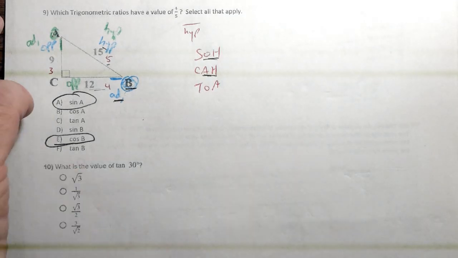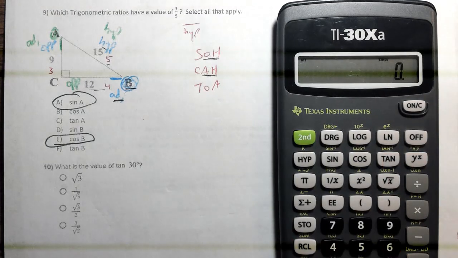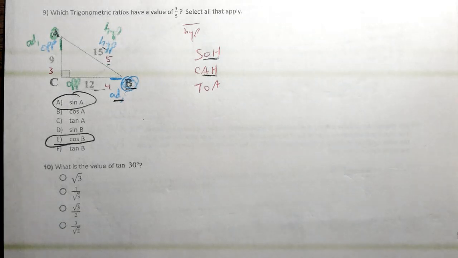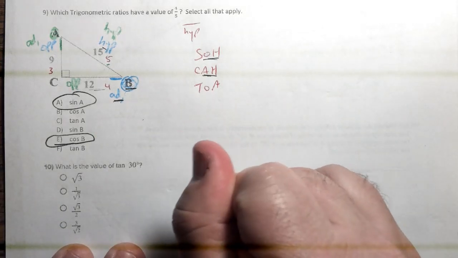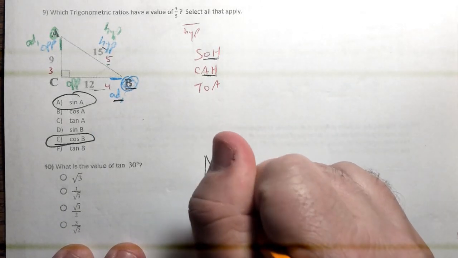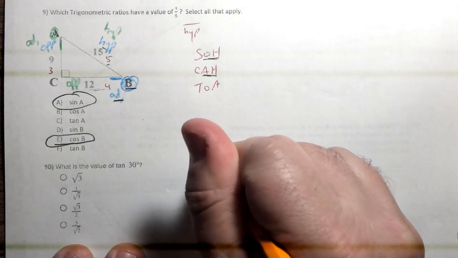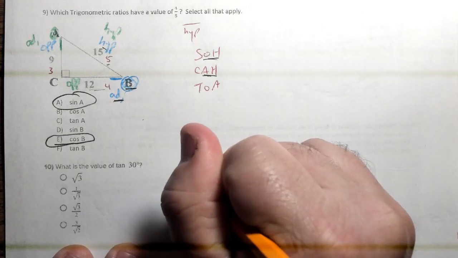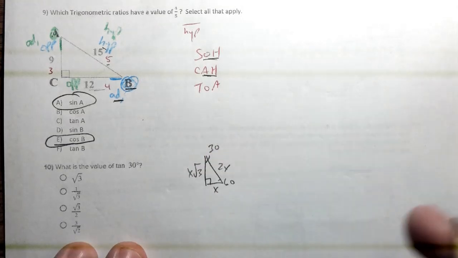What is the value of tangent for a 30-degree angle? All right, so we can do this. Well, you could use a calculator, and if you hit 30 tan, it's going to be 0.577. Well, that's not an option. But if we use our rules for special right triangle, so 30 is up here, 60 is down here. This is x times square root of 3, and this is 2x.